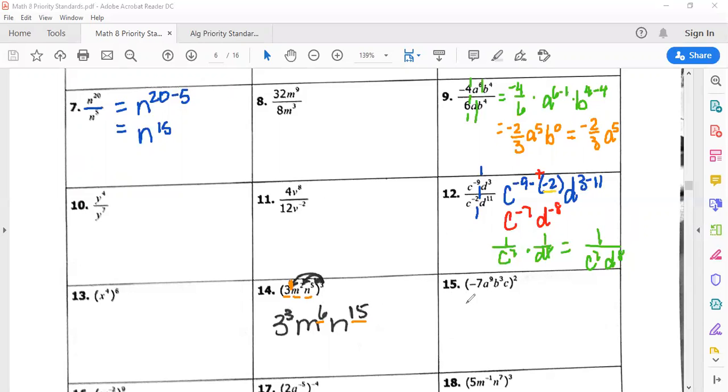So let's look at what that looks like for number 15. We're going to end up with negative 7 squared, because we distribute here. A to the 18th, because we distribute here. B to the 6th, because we distribute here. And C squared, because we distribute there. And so then you can simplify this because you know what negative 7 squared is, which is 49. A to the 18th, B to the 6th, C squared.